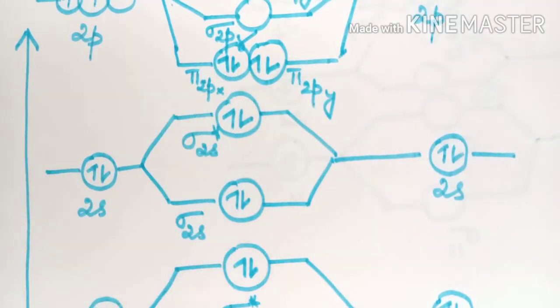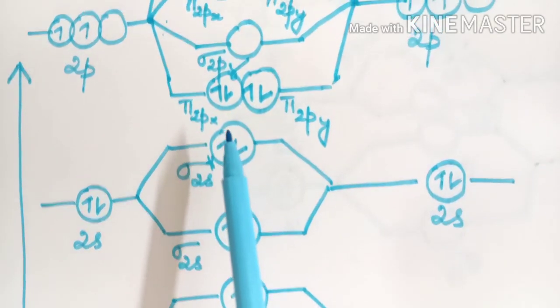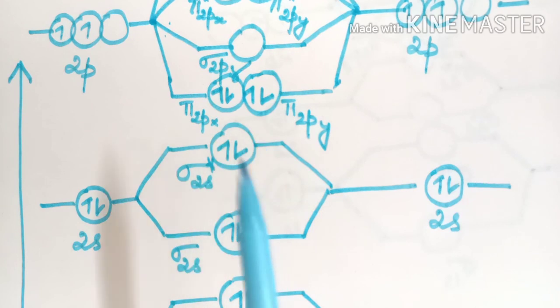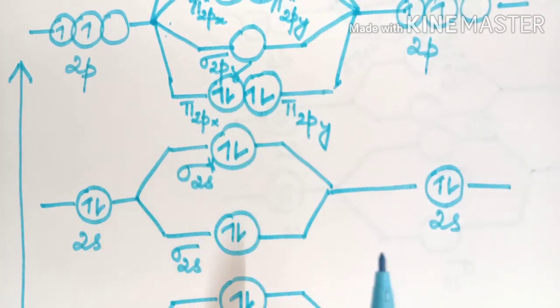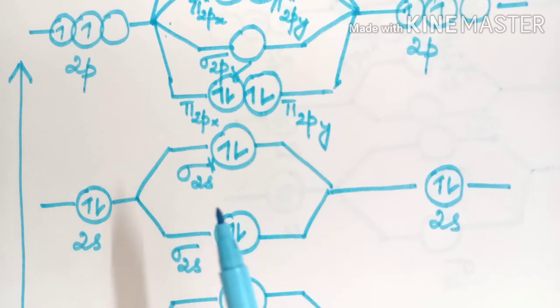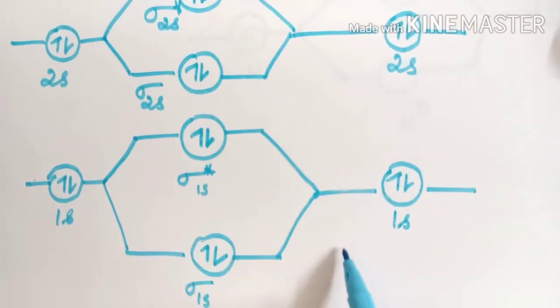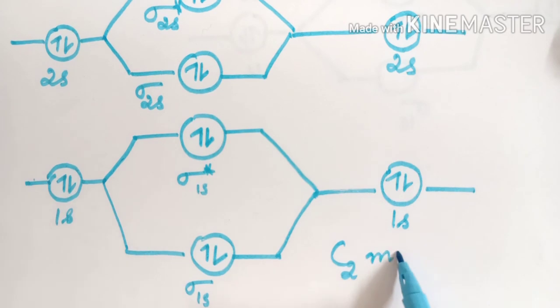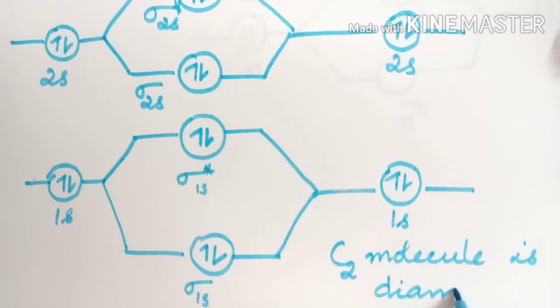So on checking the configuration, you find that only paired electrons are there. That means the molecule is diamagnetic in nature. That is, when it is brought near a magnet, it will be repelled away by the magnet. So the carbon molecule is diamagnetic in nature.